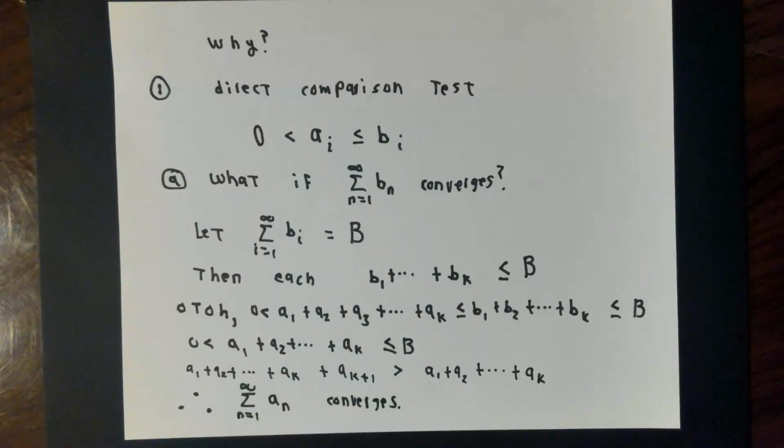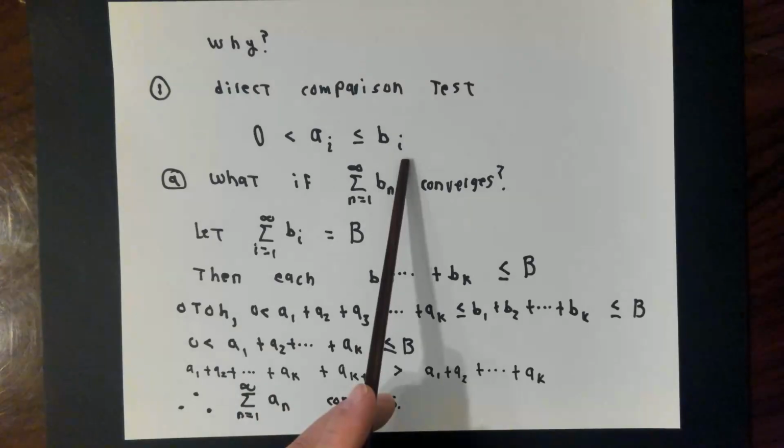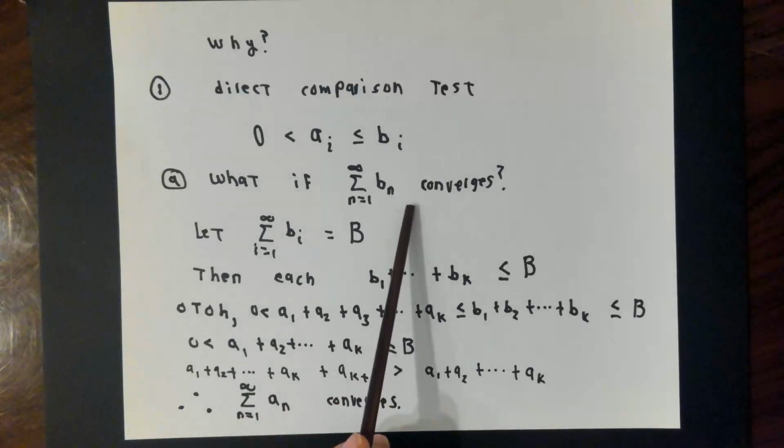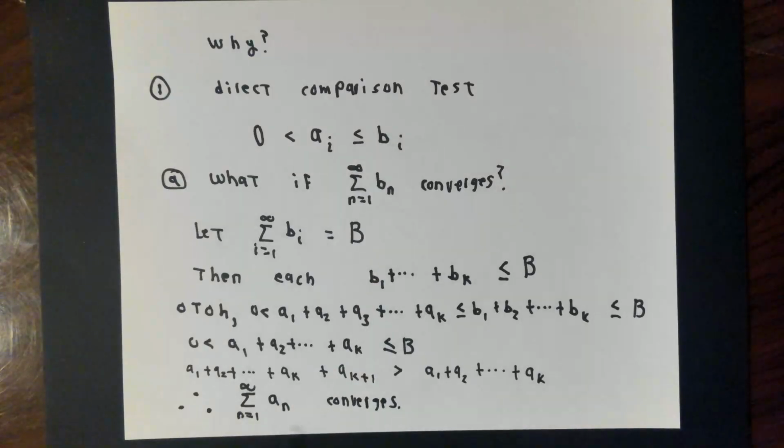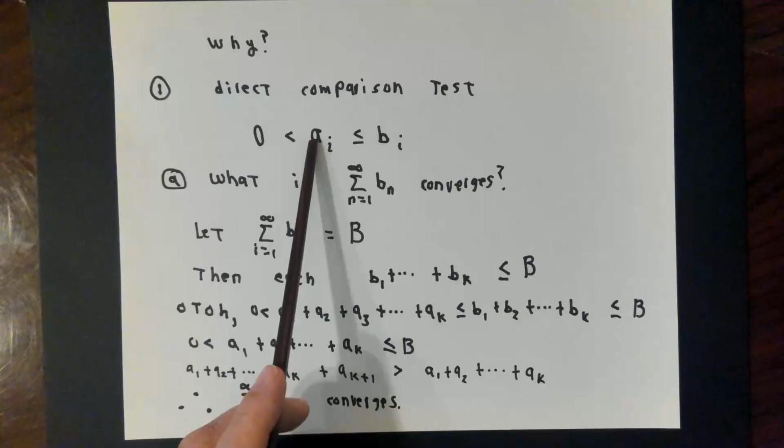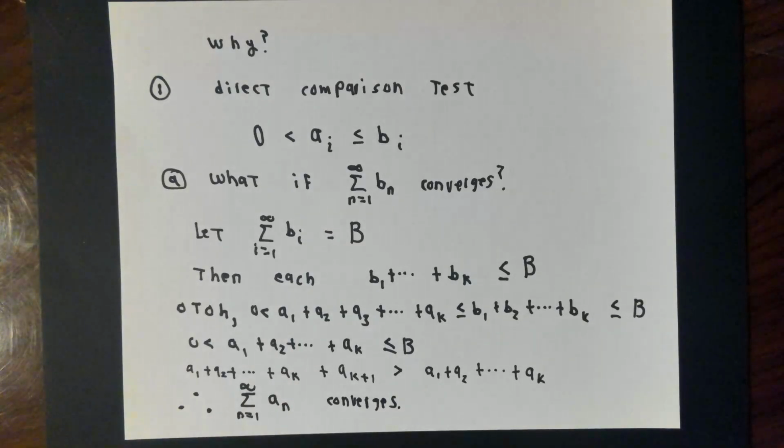This is half of the why of the direct comparison test. What we have figured out in 1a is this. If you have numbers that act this way, if the sum of the B numbers converges, then the sum of the A numbers converges. Part B will be, what if the sum of the A_i diverges? And we'll deal with that in a similar way.